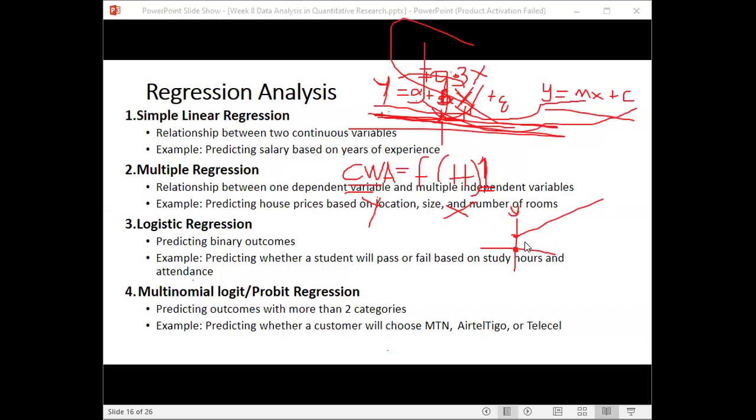So if your number of hours is equal to 0, your CWA is not going to be 0. It's going to start from somewhere. It's going to be some value, right? And so that is a linear regression, okay?